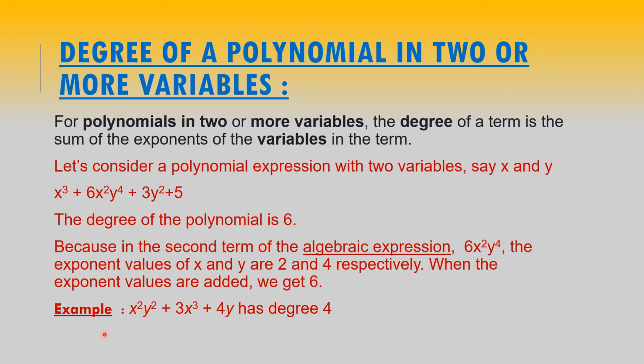We have another example here. x square y square plus 3x to the power 3 plus 4y. Here we can add these two exponents, 2 plus 2. Hence it becomes 4. So the degree of the polynomial is 4. We can add exponents only in the equations which have two or more variables.